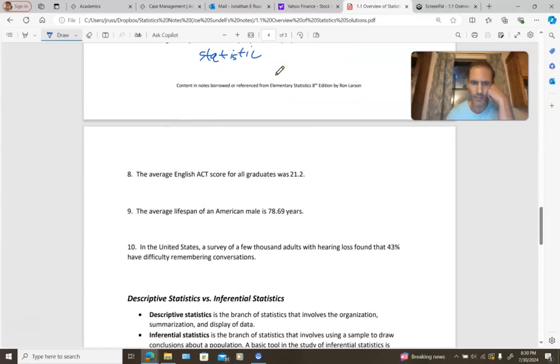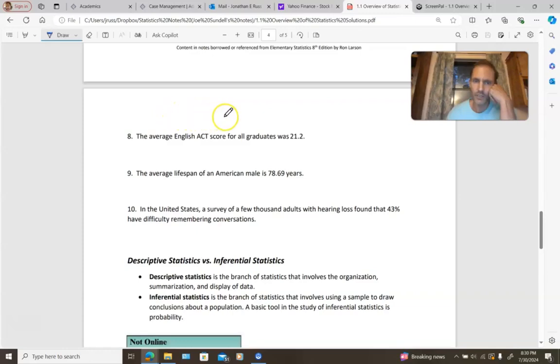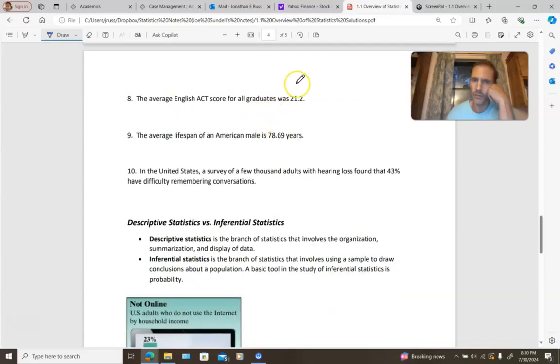All right, and then number 8. The average English ACT score for all graduates was 21.2. So the key word with this one, guys, is all. So this numerical description right here, the actual average score in English on the ACT, 21.2, is a parameter because it's describing a population, because it's the average of all graduates, the average English ACT score. So this would be a parameter.